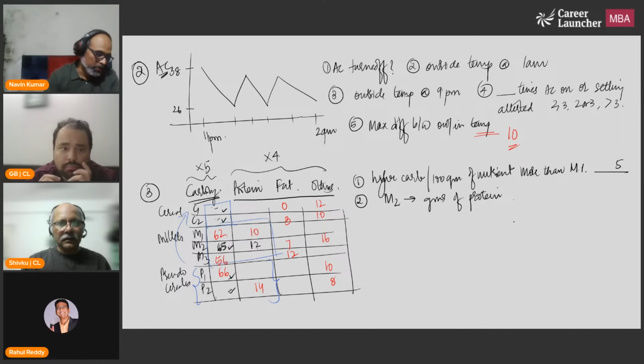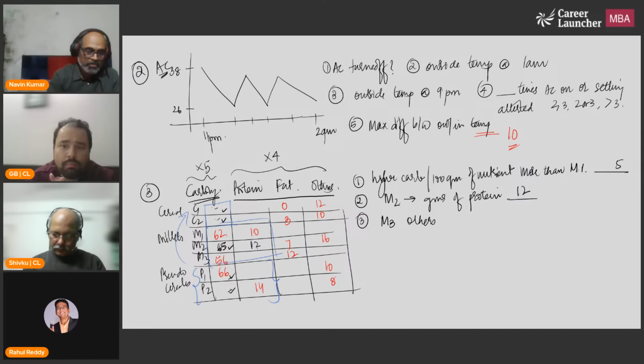M2 में grams of protein was asked out of 100 gram. So M2 का तो हमने अभी निकाल लिया. ये तो 12 आया. Third one was M3 में others कितना था? M3 का ये value निकालना था. So this was basically 56 है. We need 44. 44 में 12 है and we needed a value less than 14. So जहां तक मुझे याद है, it was 8 and this was 24. जहां तक मुझे याद है.